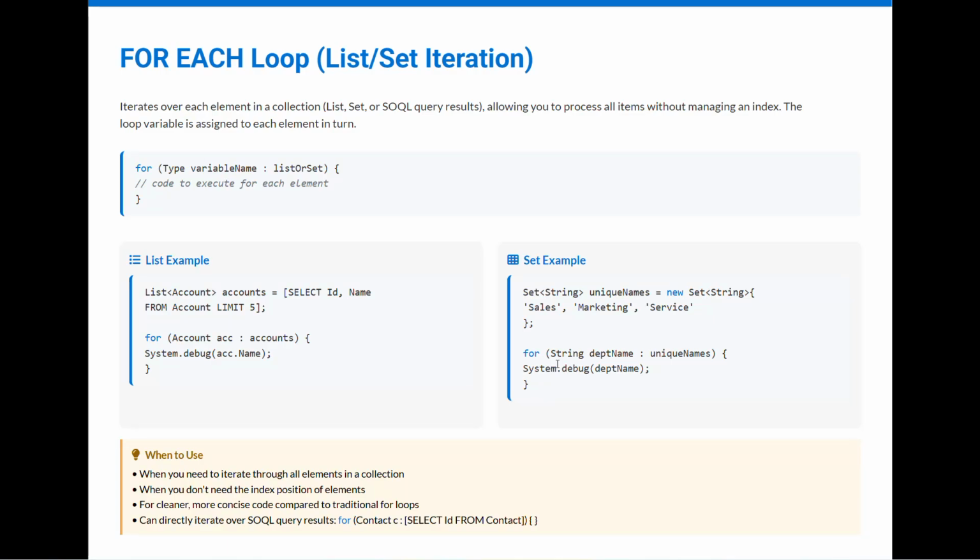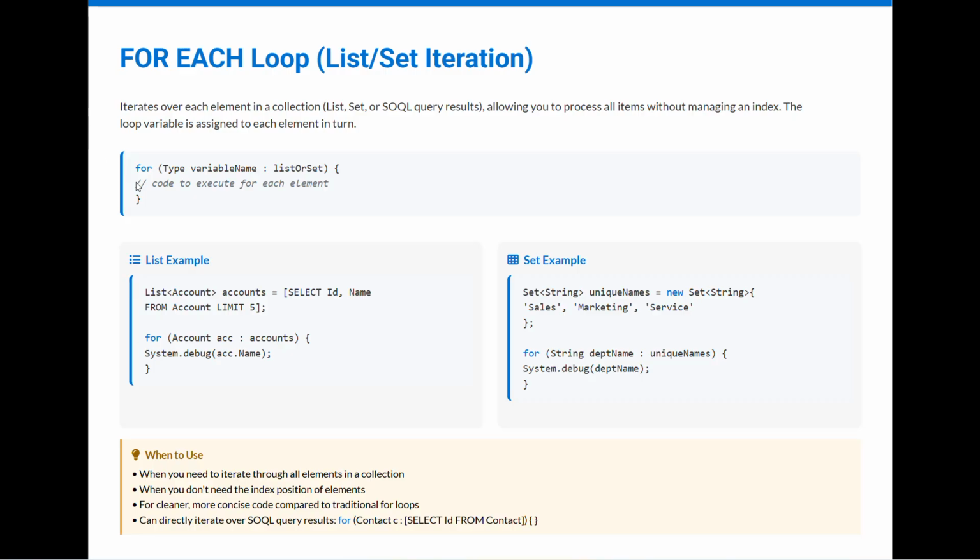So today we are going to discuss the for each loop, for a set, list, as well as for a map. It iterates over each element in a collection, list, set, or a SQL query result, allowing you to process all items without managing an index. The loop variable is assigned to each element in turn.